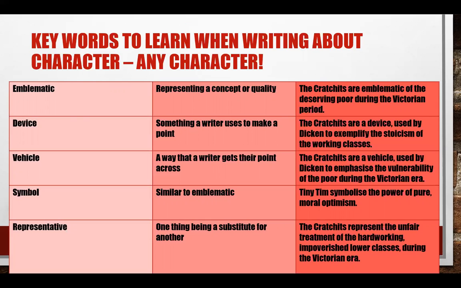Vehicle, a way that a writer gets their point across. The Cratchits are a vehicle used by Dickens to emphasise the vulnerability of the poor during the Victorian era. Symbol, very similar to emblematic, a slightly simpler word. Tiny Tim symbolises the power of pure moral optimism. Again, we'll have a look at some of those words later on. Representative, one thing being a substitute for another. The Cratchits represent the unfair treatment of the hard-working, impoverished lower classes during the Victorian era. Okay, so there are key words with examples for the character we're looking at, which are the Cratchits.